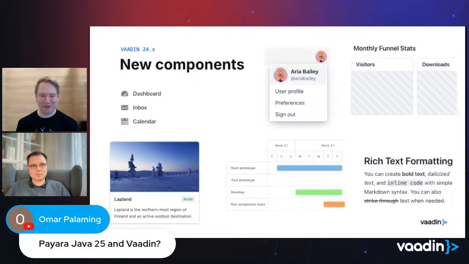How about this one? Payara, Java 25, and Vaadin. I must say I'm not exactly sure what that refers to. The Payara server is a Jakarta EE server, so I would expect it to be just compatible like that. But I don't remember explicitly checking it. If it's not compatible, then it's either a bug on our side or on the Payara side, and we should just have that fixed then.